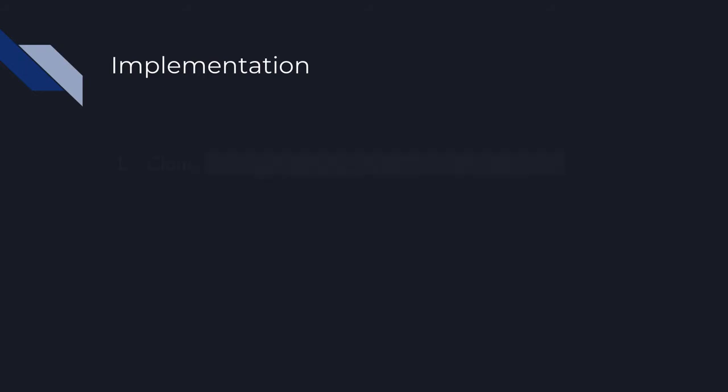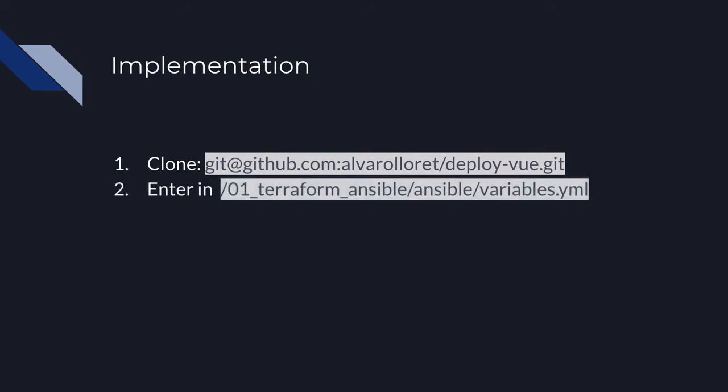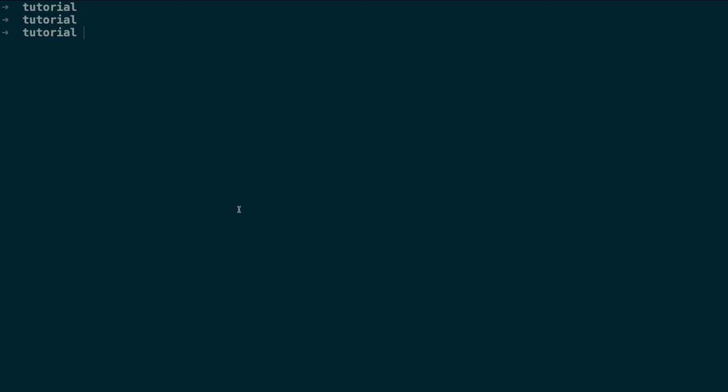Let's work on the implementation. We will start with a project already created. It's a Vue app that was created from scratch. We have to clone this repository and enter in the folder Terraform Ansible with the file variables. Within this file, we just need to edit the variable names with the ones that we generated previously, both on GoDaddy and in Hetzner. Finally, we just need to run this command, Ansible playbook main.yaml, and we will see the results. Let's start by cloning the repository.